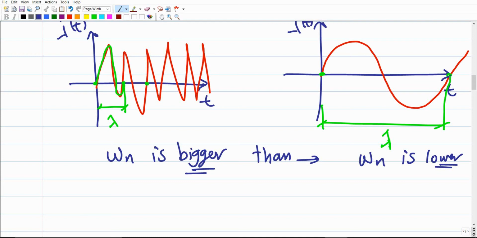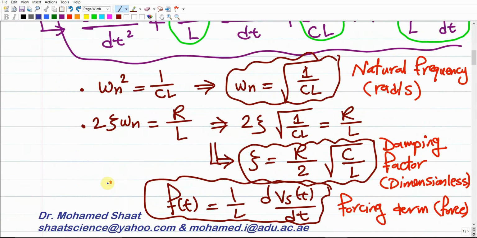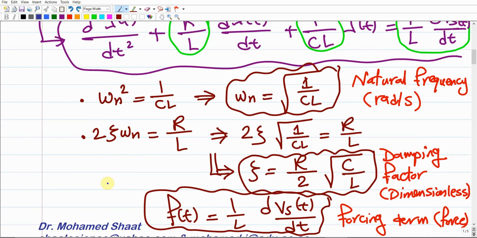So it means that the natural frequency of this wave is very small in comparison to the natural frequency of the other wave. So this is simply the physical meaning of the natural frequency. It describes the speed of change of a wave over time.